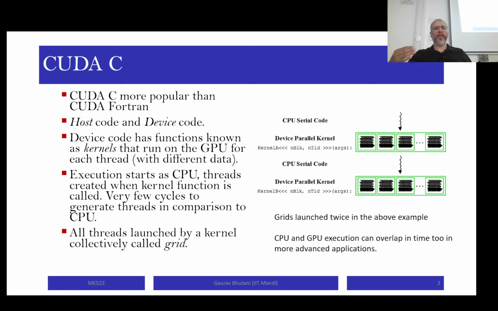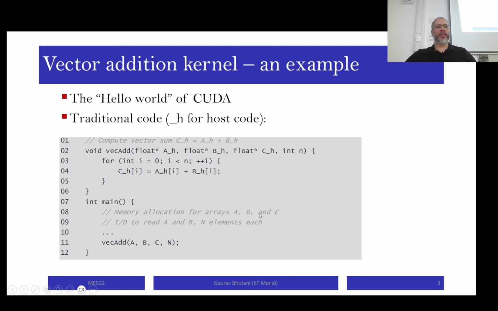And you may have this launching of threads through kernels on the device happening multiple times. Every time you launch, you say you have launched a grid. A grid is basically a collection of threads that you launch on the GPU. These are just terms, kernels, grids, device, that you have to get used to while working with GPUs. So this is the vector addition program that we had started discussing yesterday.